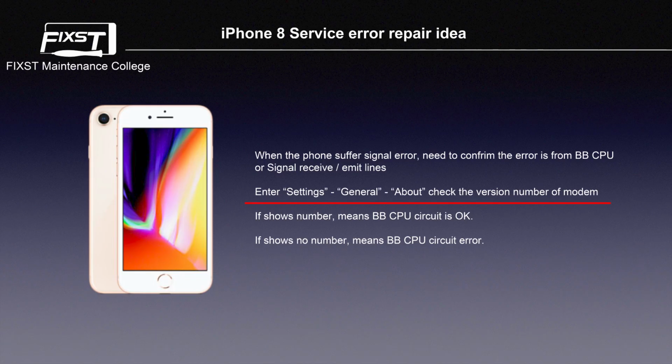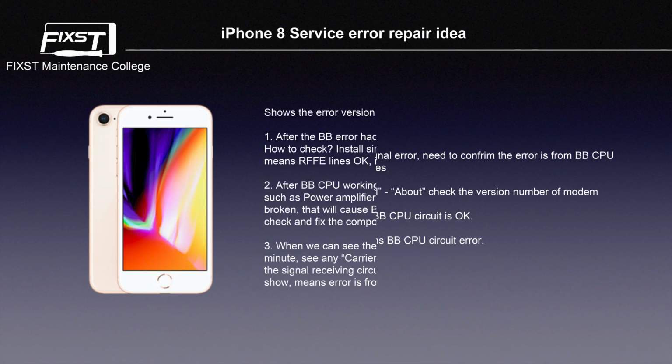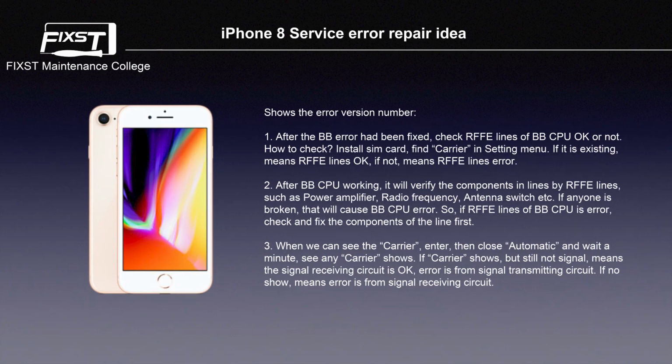Enter settings, general, about, and check the version number of the modem. If it shows a number, it means the BB-CPU circuit is okay. If it shows no number, it means the BB-CPU circuit has an error. In the case it shows the error version number, 1.